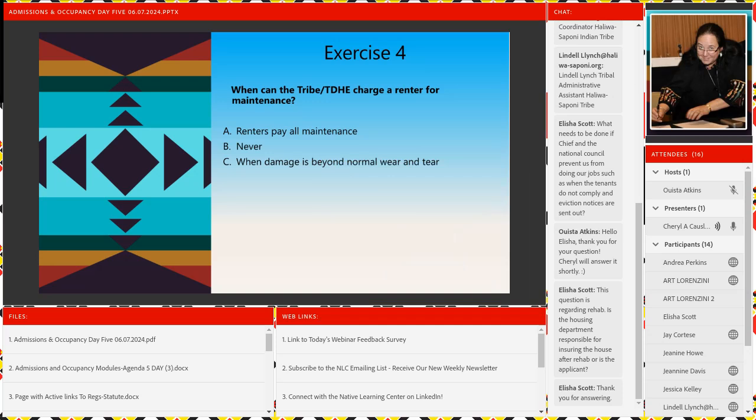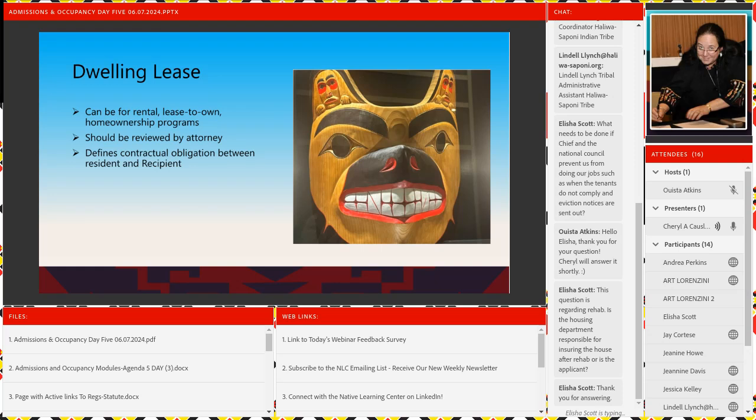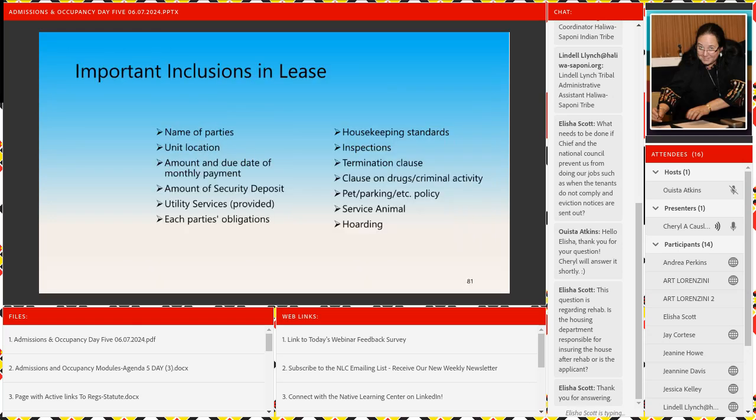So when the damage is beyond normal wear and tear. So lease management. Your dwelling lease can be rental, lease to own, home ownership. Any change to a lease should be reviewed by your attorney. It defines that contractual obligation between the residents and the recipients. Important inclusions on that lease: the name of the parties, the unit location, the amount and due date of the monthly payment, the amount of the security deposit, utility services, are they provided? Which ones are? Each party's obligations.